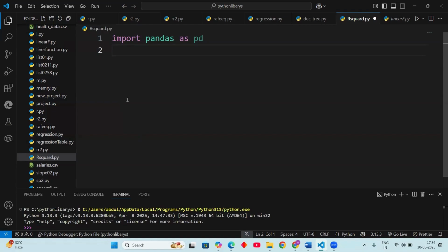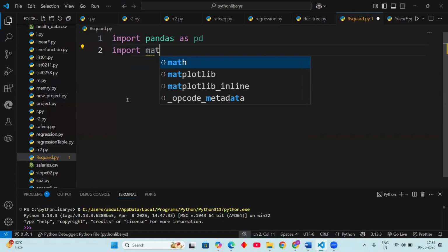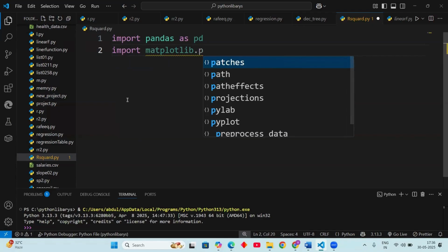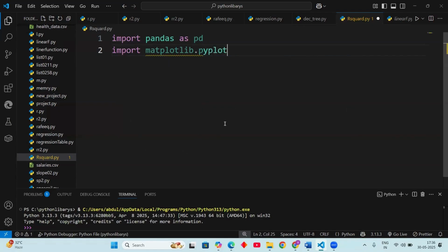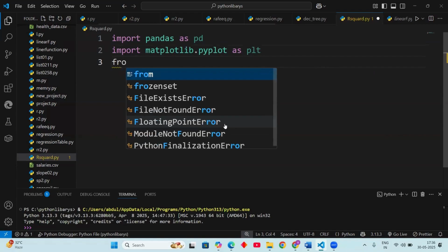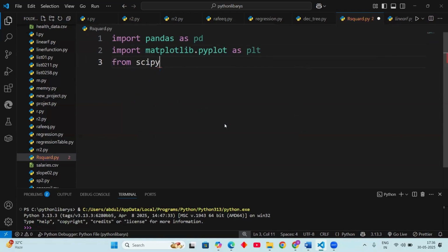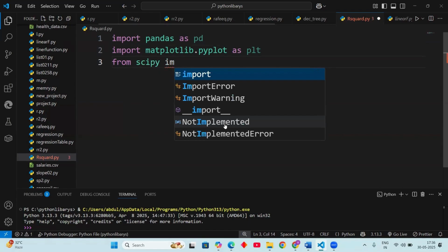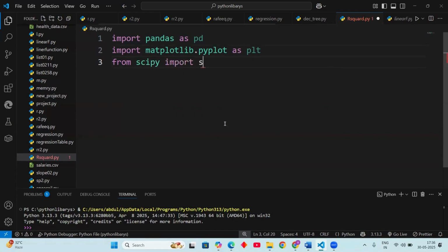Now import matplotlib.pyplot as plt. Right. Now from SciPy we need to import the stats module. Okay, we need to import stats.